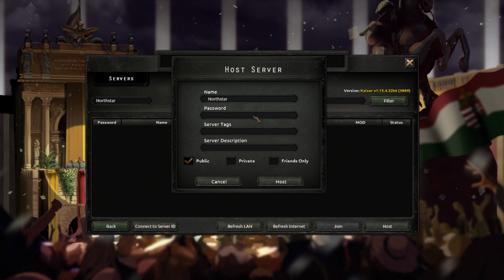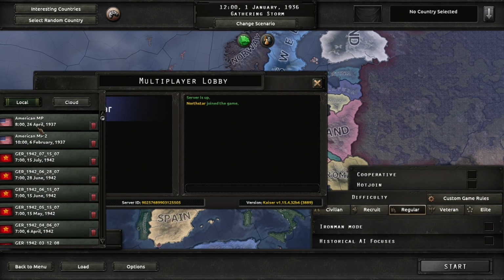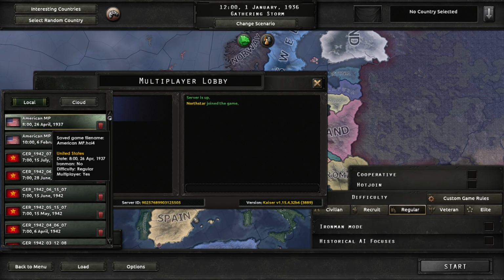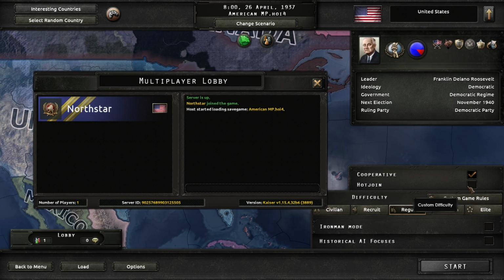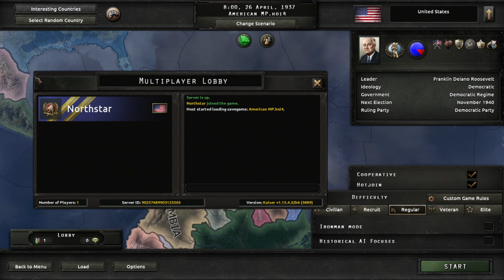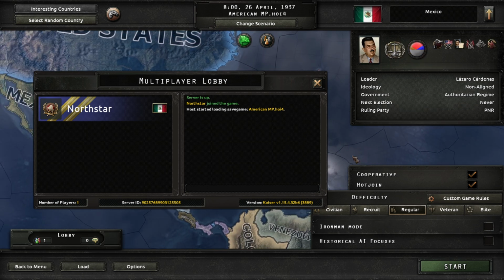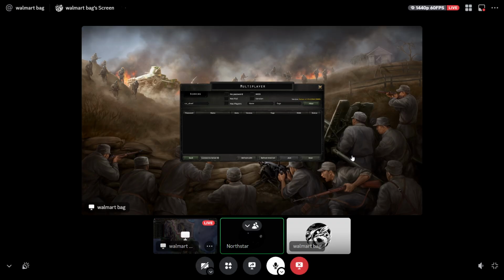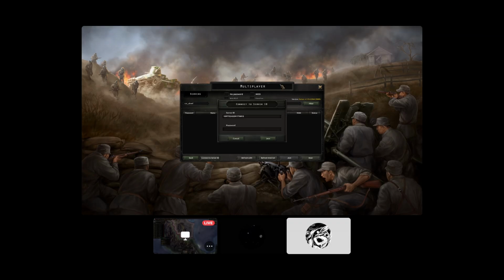Alright. Hosting again. I'm loading up the save that I took while it was paused there, so nothing has happened. Hot join and cooperative. Cool. And now if you just load it up, we can both play Mexico technically.